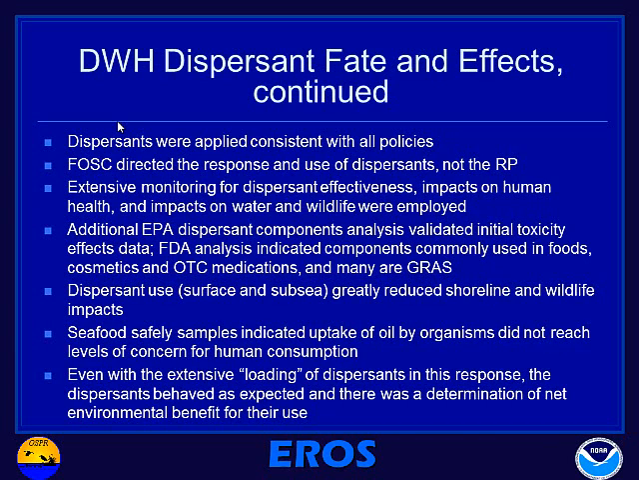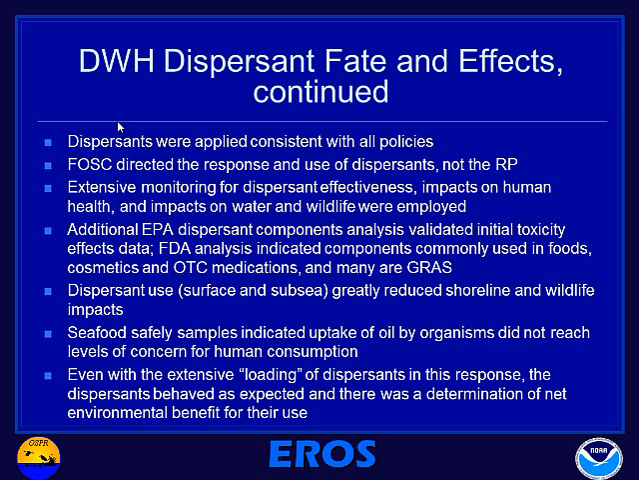So there was a lot of that that went on. There was a lot of monitoring for impacts on human health, including seafood safety, and then a lot of studies on the impacts on water and wildlife. There were additional studies the EPA asked for on the two core Corexit products, 9527 and 9500, and then 6 other products. So they did kind of an analysis of that. And the Food and Drug Administration came out with their analysis of the components. Again, they are commonly used in foods, cosmetics, over-the-counter medications, and many are GRAS, which stands for generally recognized as safe. But again, it's not what they are, it's what they do.